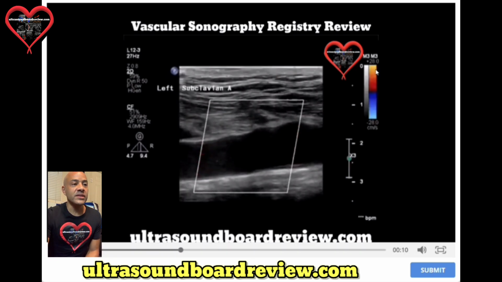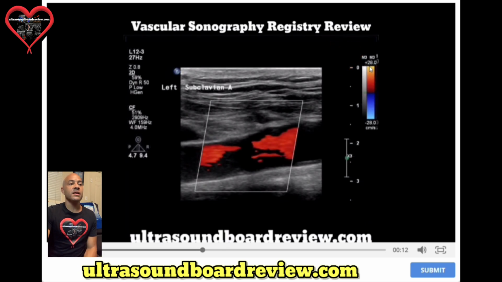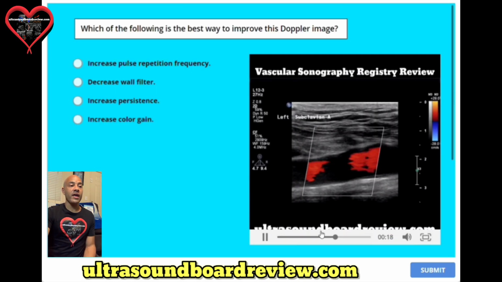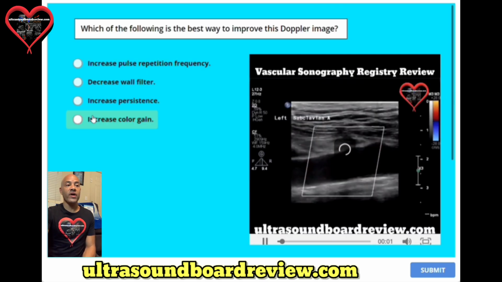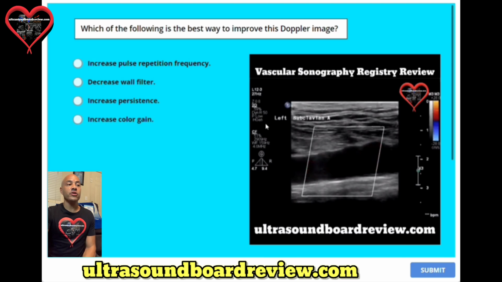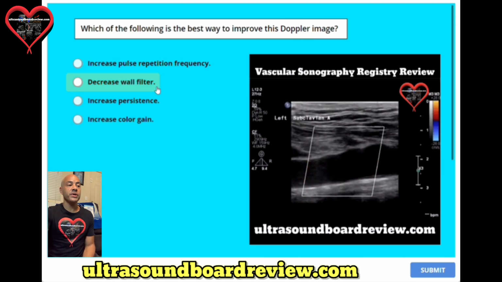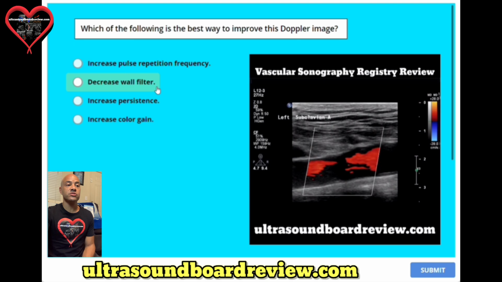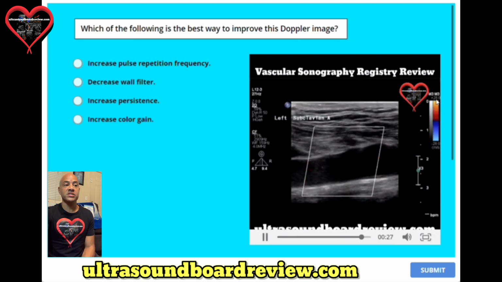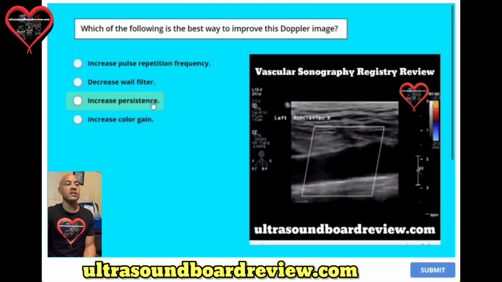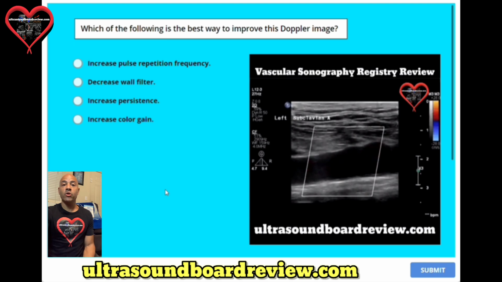You can see here that the scale is set at 28, indicating that the color scale is optimized for this procedure. You're not going to increase the color gain because that will put artifacts in the surrounding tissue, and you're not going to decrease wall filter because there's no low-level frequencies to get rid of. And since pulse repetition frequency is directly related to the scale, which doesn't need to increase, that leaves us with persistence. So increase the persistence, and that will create a smoothing to fill in the Doppler flow.